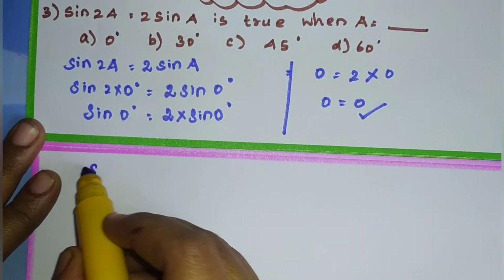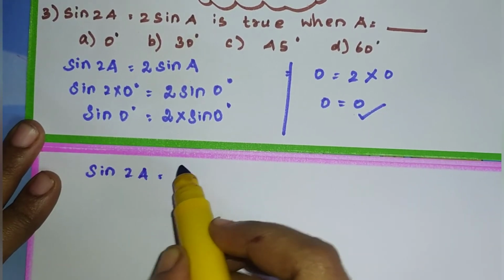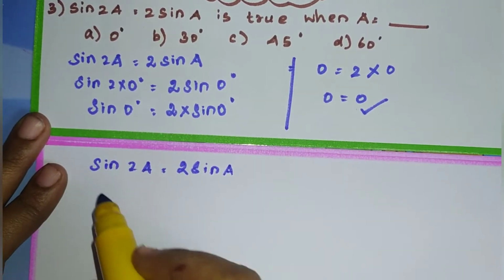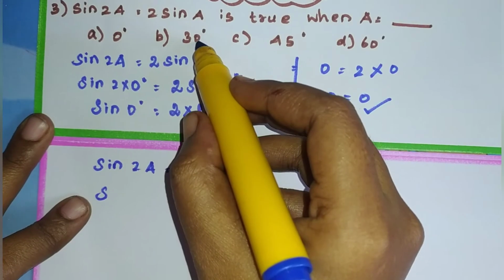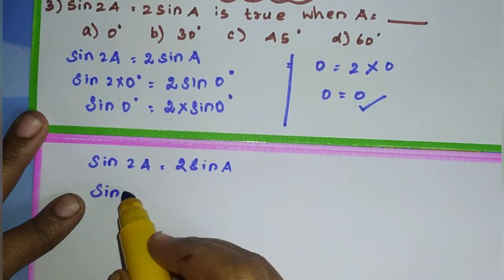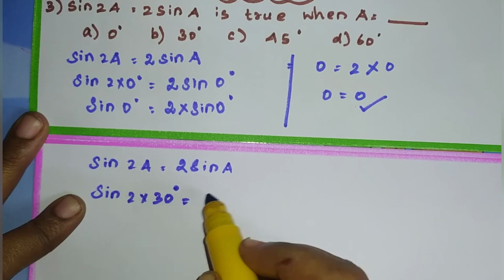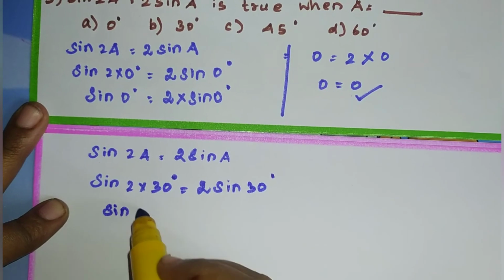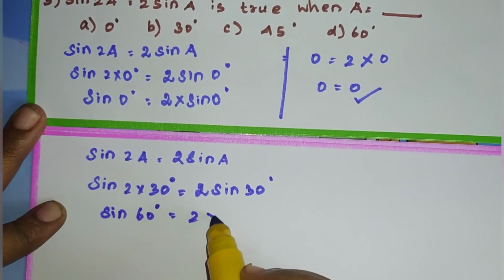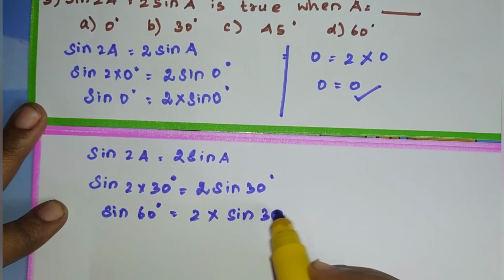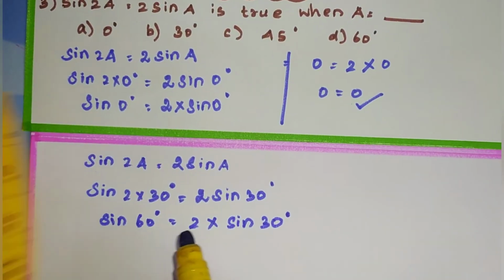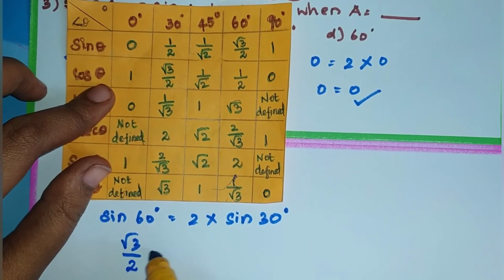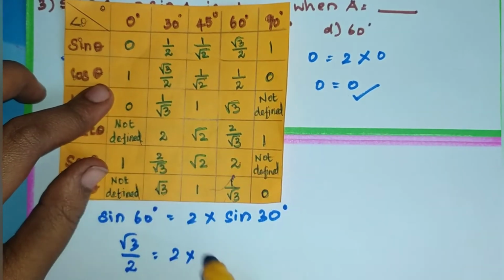First write the question. Sin 2A is equal to 2 sin A. Okay. So now I'm going to substitute the option 30 degree. Sin 2 into 30 degree is equal to 2 sin 30 degree. So sin 60 degree is equal to 2 into sin 30 degree. Now what is sin 60 degree? Sin 60 degree is root 3 by 2. And sin 30 degree is 1 by 2.